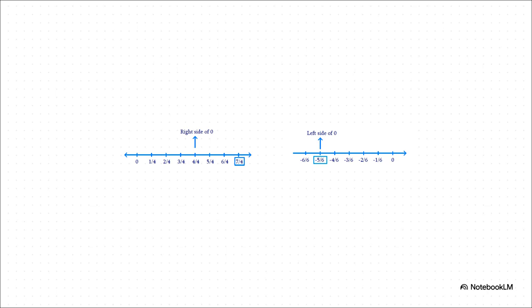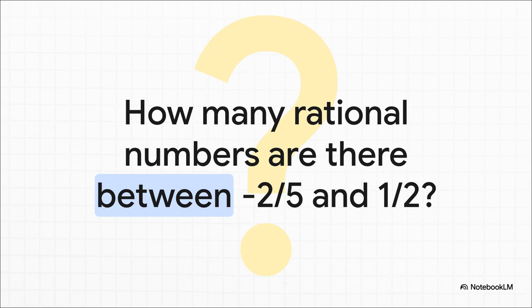And these images give you a perfect picture of where they live. They're literally everywhere on the number line. You've got your positive rational numbers, like 7 over 4, hanging out on the right side of 0. And then you have the negative ones, like -5 over 6, on the left. They just pack themselves in everywhere between the integers. This brings up a really interesting question. If they're filling in all these gaps, just how crowded is it on that number line?